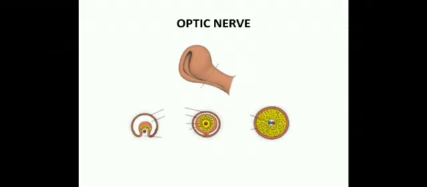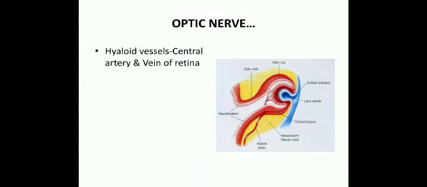The optic nerve. Already we have seen that the optic stalk contains the choroid fissure, which contains the hyaloid vessels. The hyaloid vessels later become the central artery and vein of the retina. Here we can see that at the center of the optic nerve, the hyaloid vessels are present. The hyaloid vessels give rise to the central artery and vein of the retina.